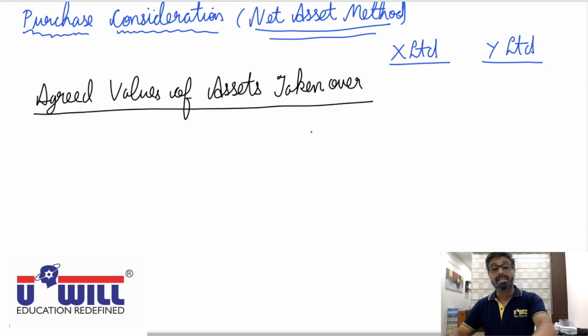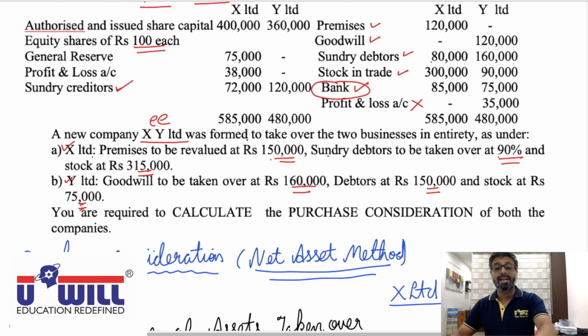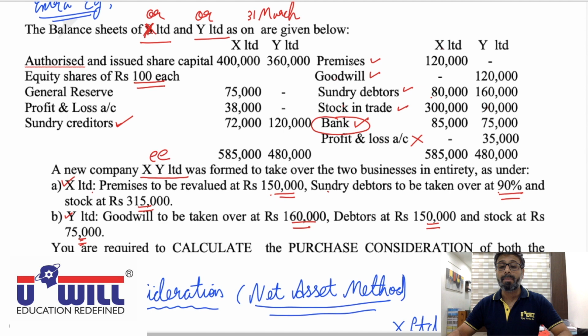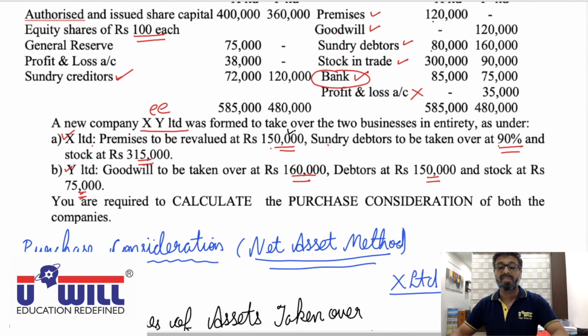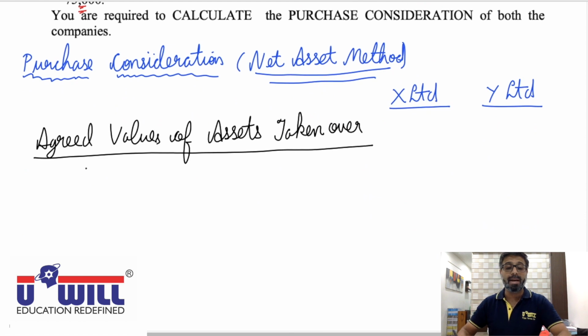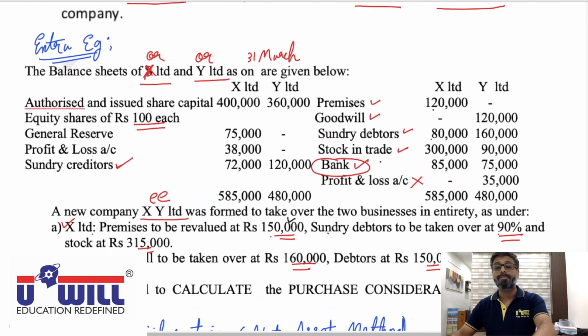Assets will be taken from the asset side, but values from the adjustment, the agreed values. So premises in X Limited is 120, but you can see in the adjustment its value is 150, the agreed value. So we will take premises, it's only in X Limited's books, and its agreed value is 1,50,000. There is no premises in Y Limited.